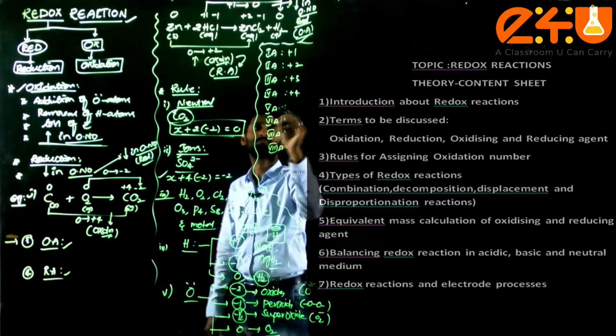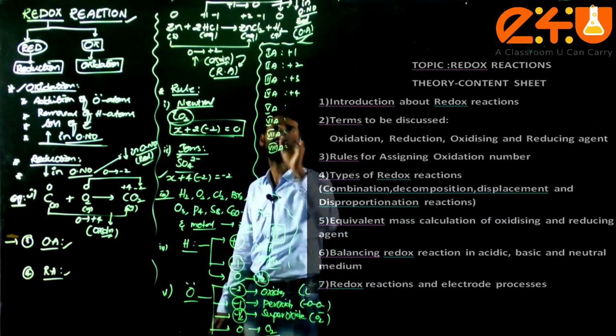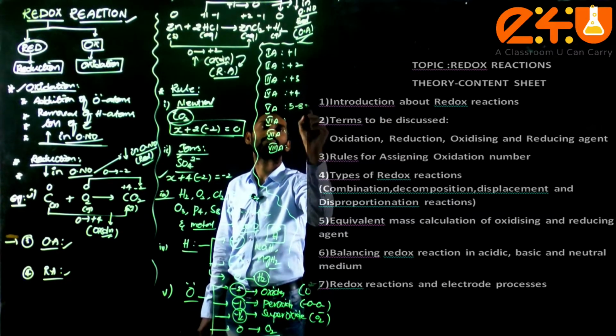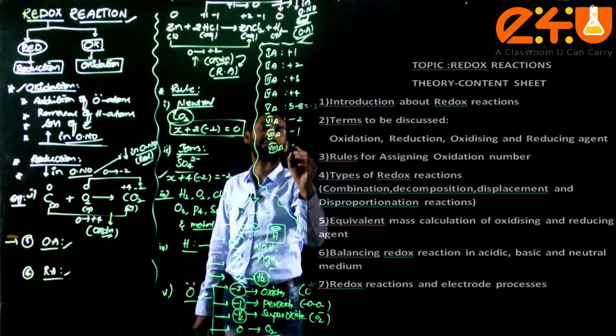Just have a check here. First, for the 5A group, the formula is number of valence electrons minus 8. The number of valence electrons for a 5A group element is 5, so 5 minus 8 is equal to -3. Here, for 6A, 6 minus 8 is -2, and for 7A, 7 minus 8 is -1, and for 8A, it is 0.